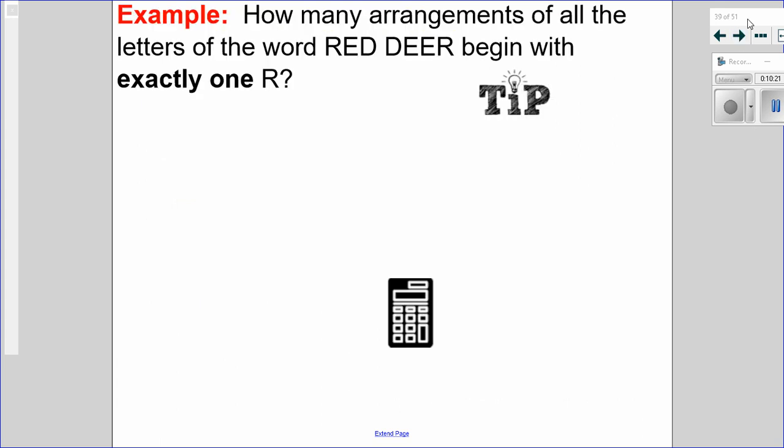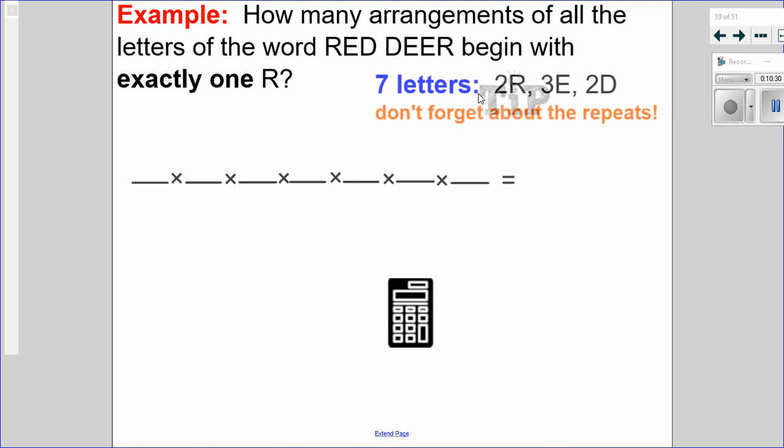Let's look at this. How many arrangements of the letters in the word red deer begin with exactly one R? So the first thing that I look at is the number of letters. There are 7 letters and I see some repeats. There are 2 R's, 3 E's, and 2 D's. So I can't forget about those repeats. So what I'm going to do is arrange them and then divide by the repetition.